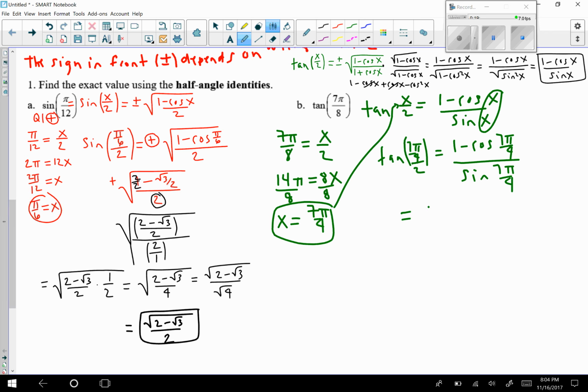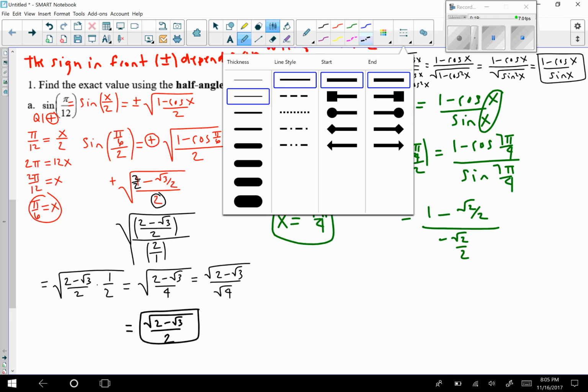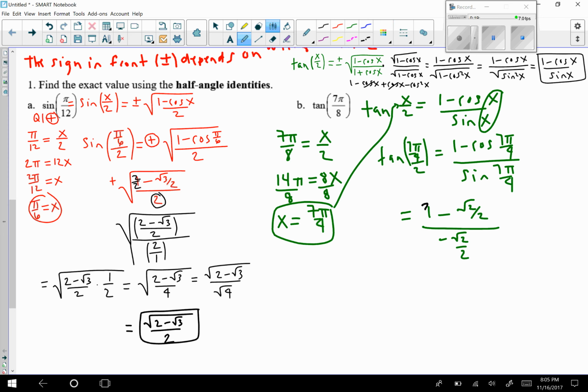So we have 1 minus the cosine of 7 pi over 4, which would be root 2 over 2, divided by the sine of 7 pi over 4. Since that's in the fourth quadrant, we know that's negative root 2 over 2. And then of course we're just simplifying. So in my numerator, I need to get a common denominator, so I'm going to multiply this by 2 over 2. So that becomes 2 minus root 2 divided by 2 all over negative root 2 over 2.